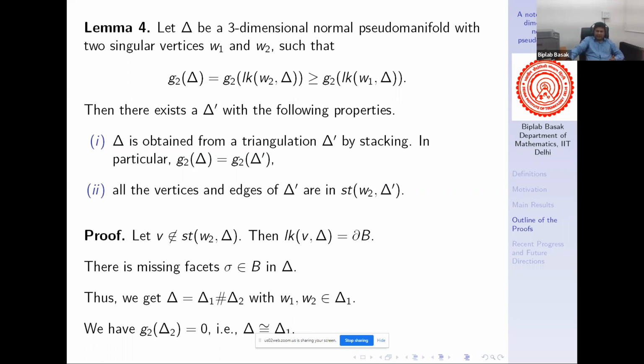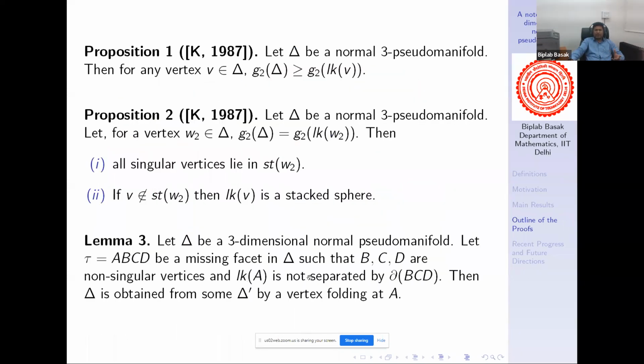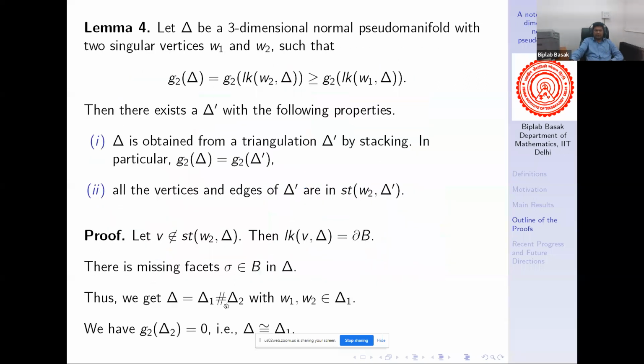Now we claim that the stacked ball B must have one missing facet in delta. Why? If all the tetrahedra of B are in delta, then delta will be a complete complex, say B union delta B star V, and that is a contradiction. So it must have a missing facet. And by our lemma, we prove that vertex folding is not possible. So therefore, we must have this connected sum.